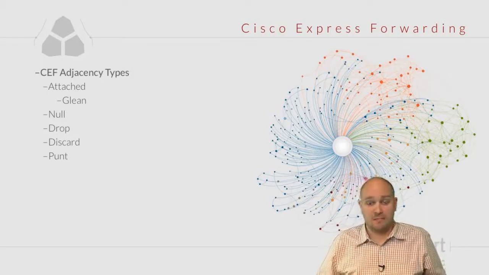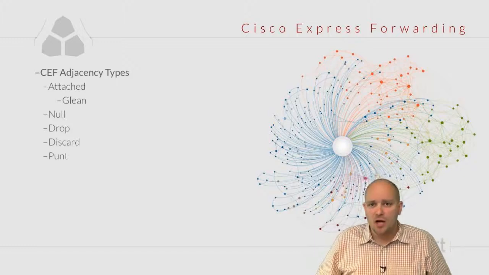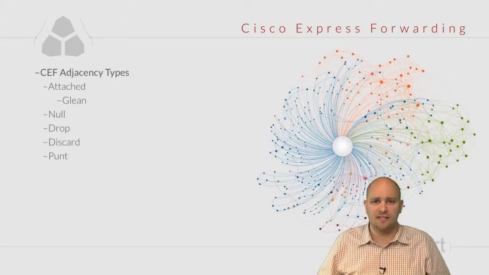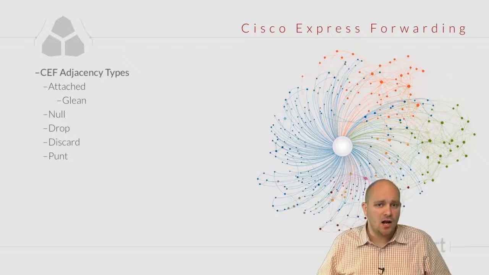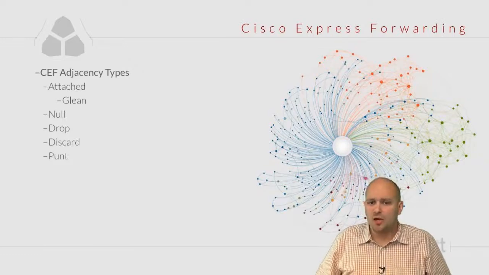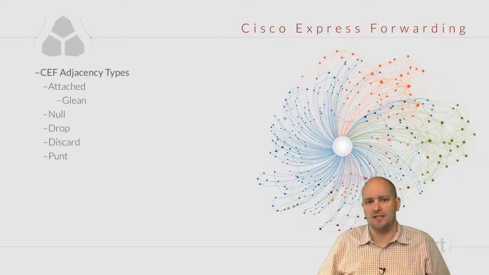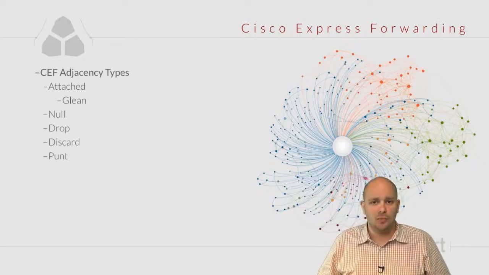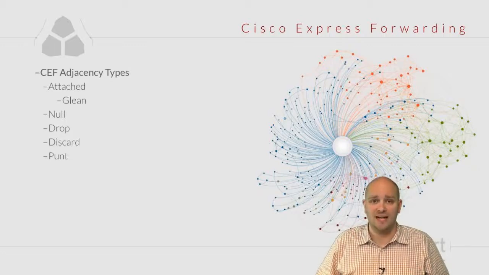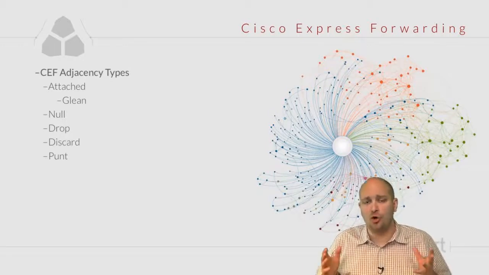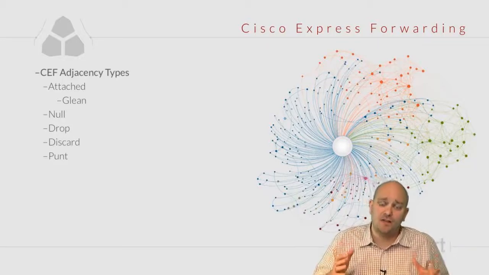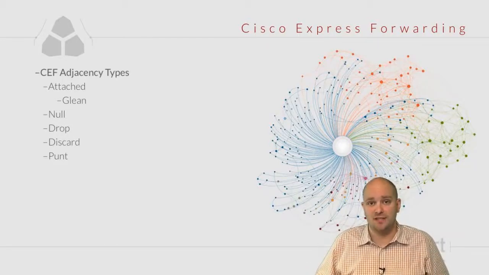Another important adjacency is called the null adjacency. Null adjacency is the traffic that is destined for a null interface. A null interface is a bit bucket drop interface on a router that simply drops the traffic that goes to it. Drop adjacency, while being very similar to the null adjacency, is somewhat different. The drop adjacency is an adjacency that drops the packets, just like the word says, but they are not caused by the traffic that is destined towards the null adjacency.